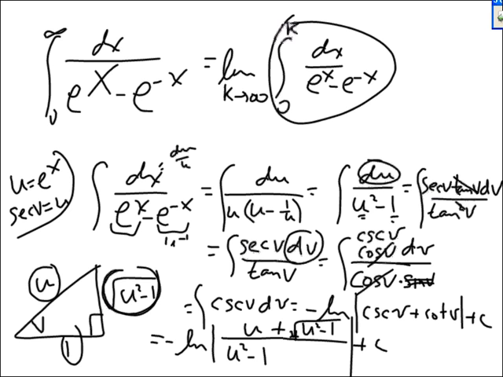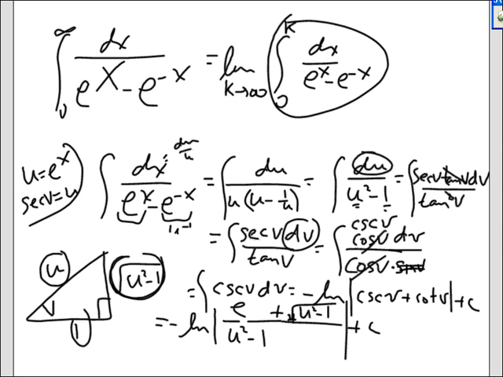Okay, now all I have to do is say that u is e to the x. So u here is e to the x, and u squared would be e to the 2x. And there is no plus c because we want to take the limit of this.